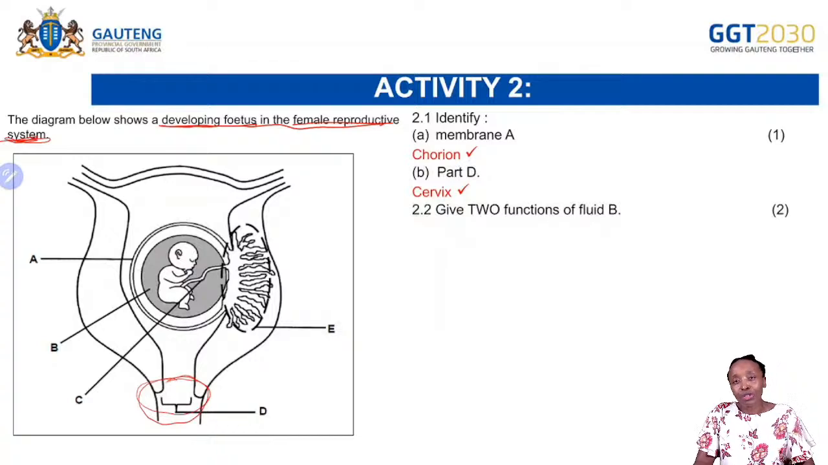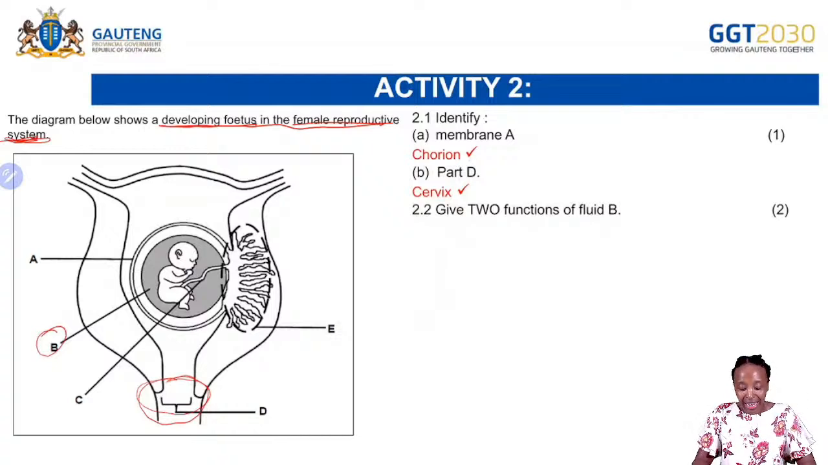Now, if you did not know what fluid B is, do you think you would be able to answer this question? So you see where I said the questions get more complex as you practice, as you look at the different questions. So here, now you must know first of all what fluid B is before you can give the two functions. So if you don't know what fluid B is, it means you won't even be able to give the functions and you have lost 2 marks. So here we're looking at fluid B. We all said that fluid B is what? The amniotic fluid. So what is the function of the amniotic fluid?